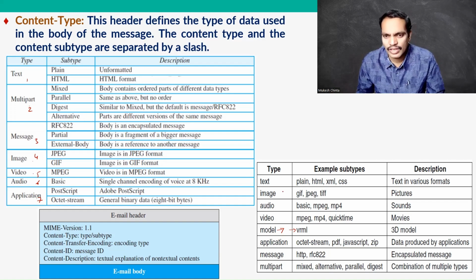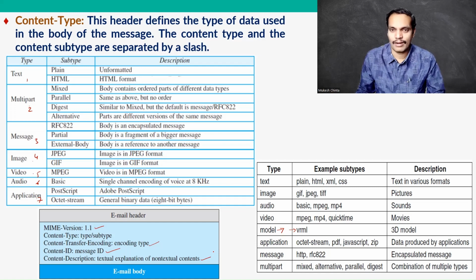Okay, so these are all the different types and subtypes that are actually defined by the MIME standard. This is how the header actually looks like. We have the version, we have the type, subtype, we have the content transfer encoding, and what encoding type is being used, what is the message ID, and then the description.